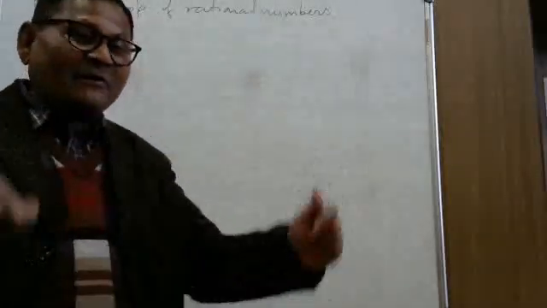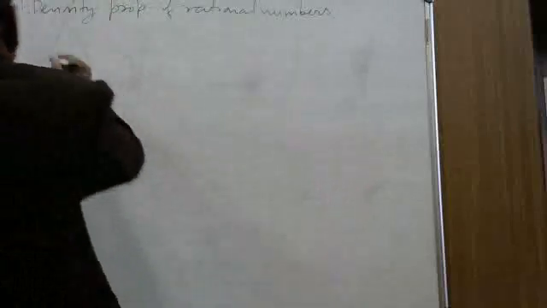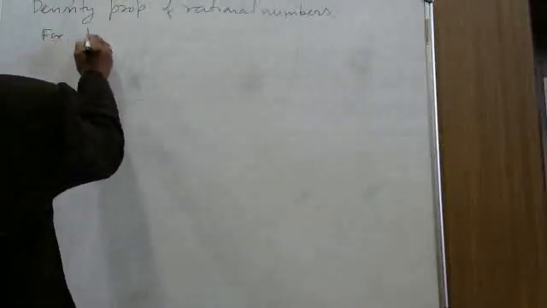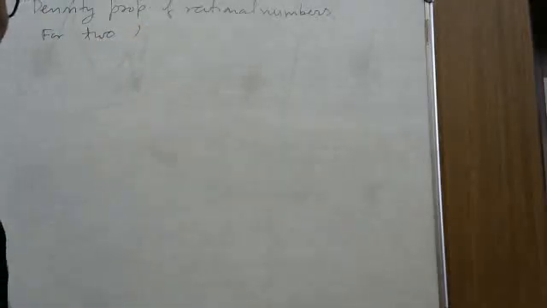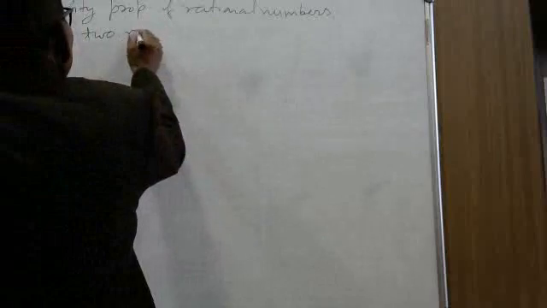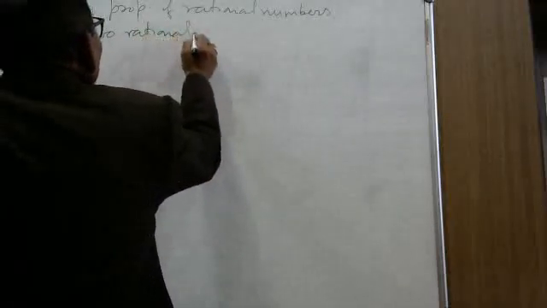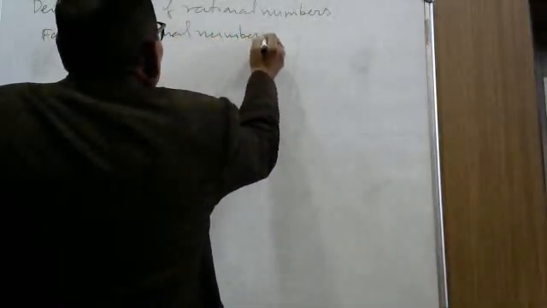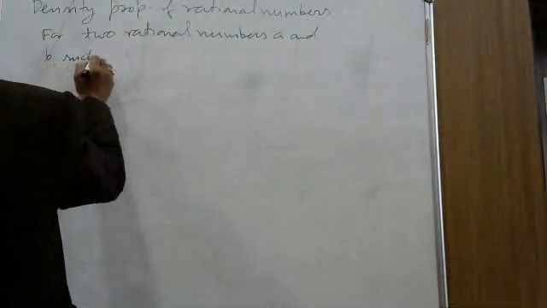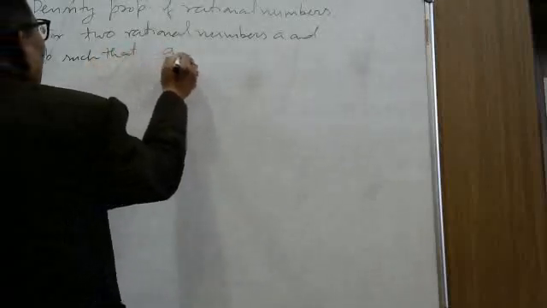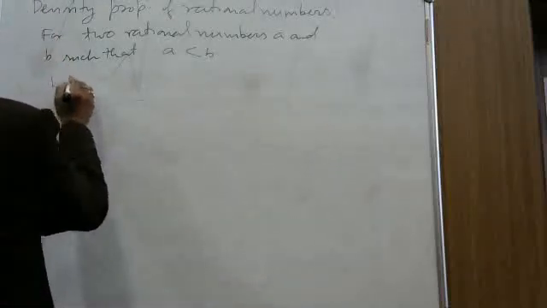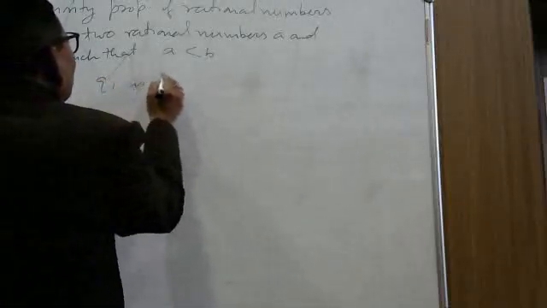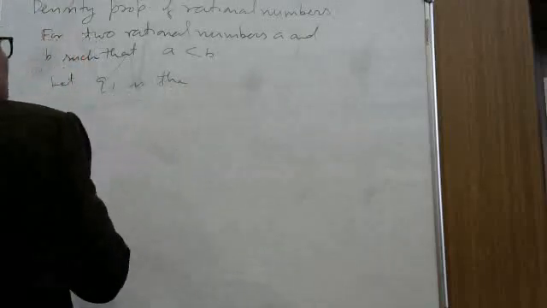For example, for two rational numbers a and b such that a is less than b, let q1 be the first rational number.